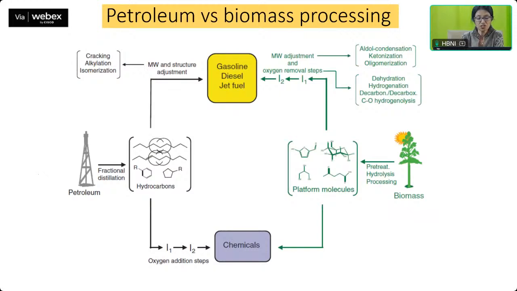So if you look into petroleum versus biomass processing, how is it? With petroleum, you have a fractional distillation, you have these different hydrocarbons coming in, you adjust the molecular weight and the structure, and then you get gasoline, diesel, or jet fuel. Or else you can have these oxygen additive steps, and you can lead to the formation of various chemicals. Whereas in case of biomass, you pre-treat by doing hydrolysis processing, and you get all these different platform molecules. Then you do the molecular adjustment like aldol condensation, ketonization, oligomerization. Or else you can also have dehydration, hydrogenation, decarbonylation or decarboxylation, and hydrogenolysis, all these different steps, and you can yield gasoline or diesel or jet fuel. And you can have various of these platform molecules throughout this hydrolysis processing. From those platform molecules, you can generate chemicals. So this is, in a nutshell, the petroleum processing and also the biomass processing.